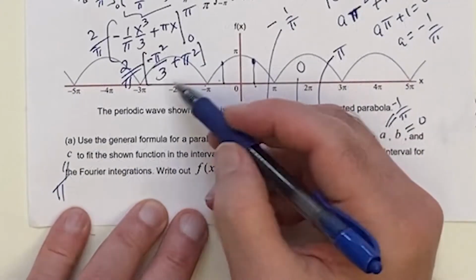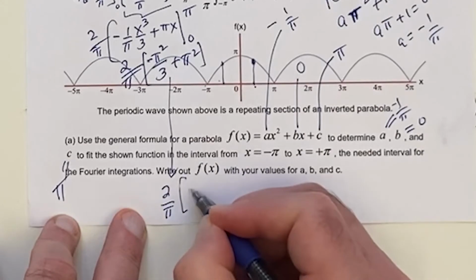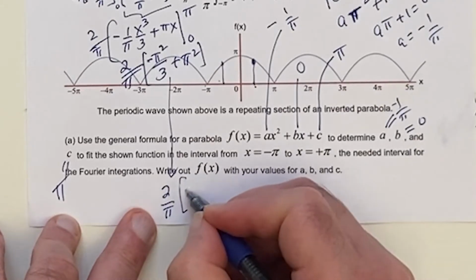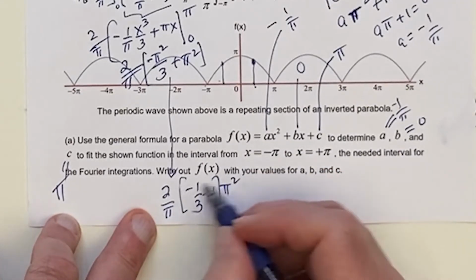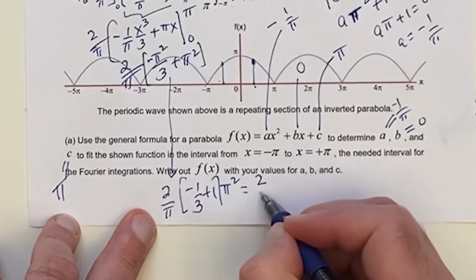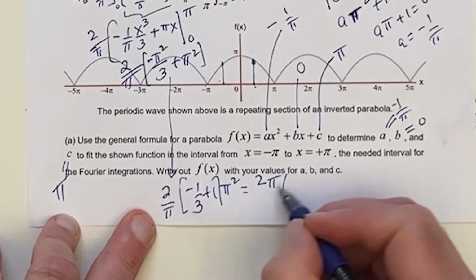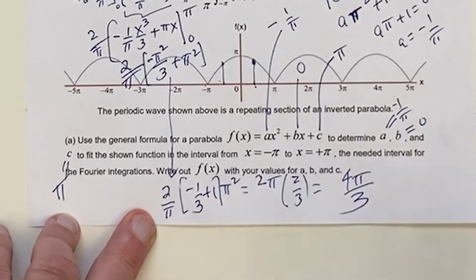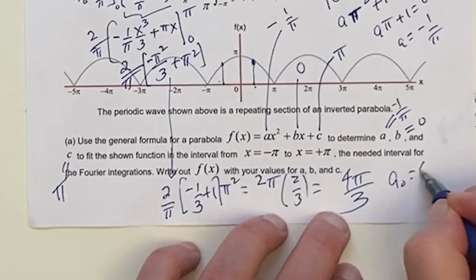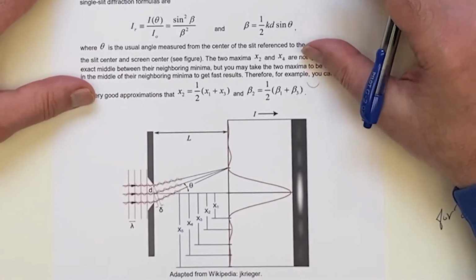All right, so let's go ahead and finish this. So this is 2 over pi. I'm just going to copy this again and pull that pi squared out. So this is minus a third plus 1. Pull that pi squared out. So it looks like in here we have 2/3. So we have 2 pi, since 1 pi will cancel, and this is going to be 2/3. So it looks like we have 4 pi over 3. So a naught is 4 pi over 3. That takes care of it. We got it. So now we move on to question 3.